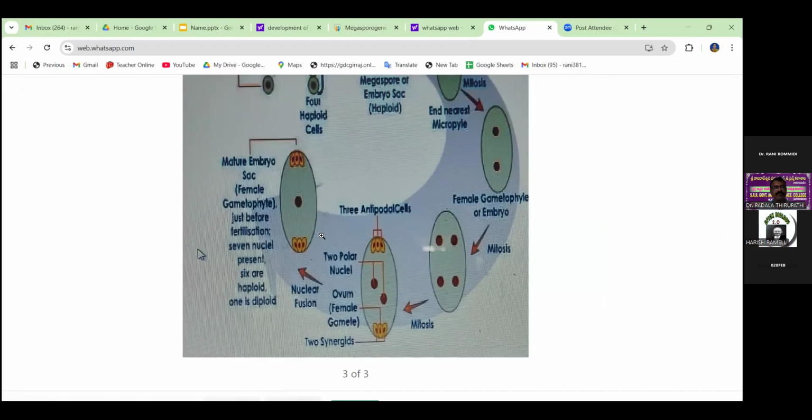In the diagram it is different, but 8 nuclei and 7-celled stage. So please note, these upper 3 are the antipodal cells, the lower 3 are the synergids, and the center 2 cells are there. So that is the diploid condition of the cell. It is completely embedded in the nucellus.